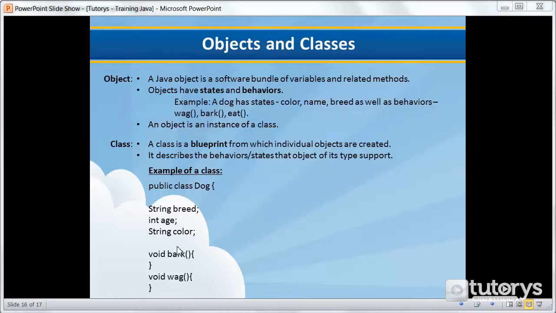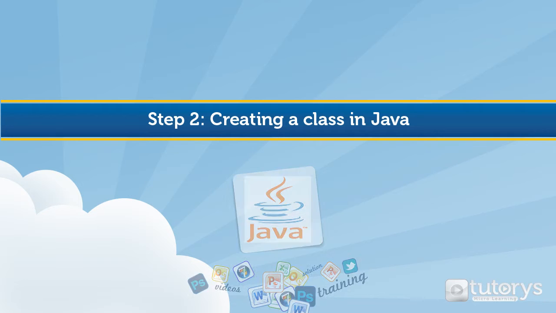Then we have the methods which characterize the behavior of the object, which in this example would be bark and wag. They define its interaction with the outside world. So that's what a class is. In the next step we'll be seeing how to create a class in Eclipse.